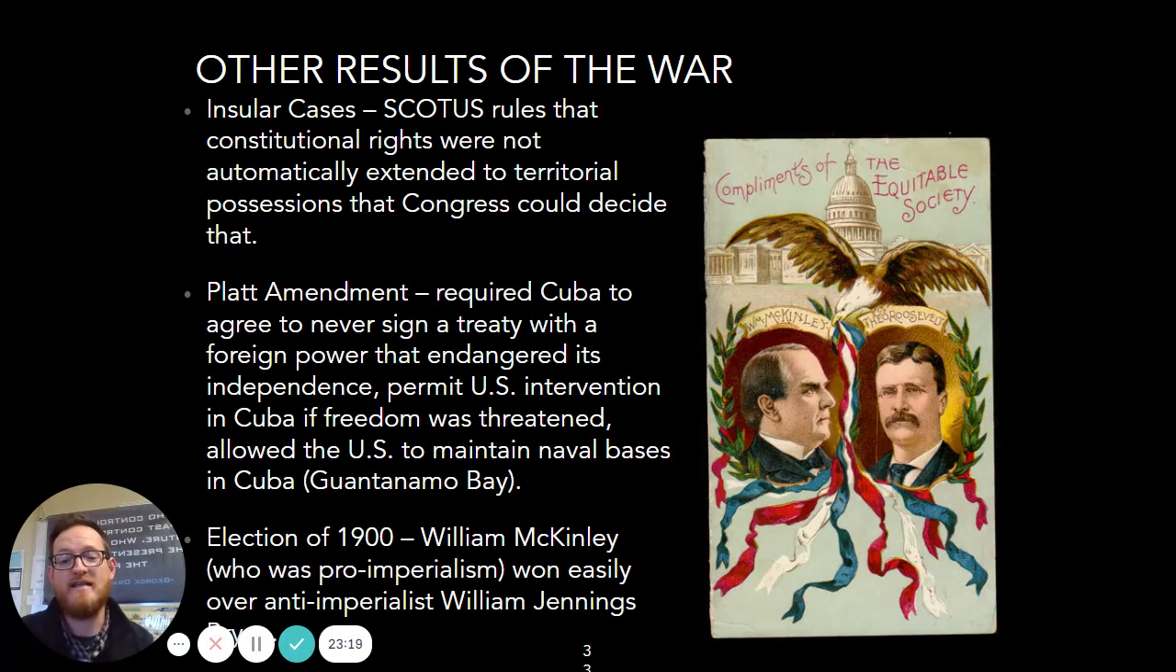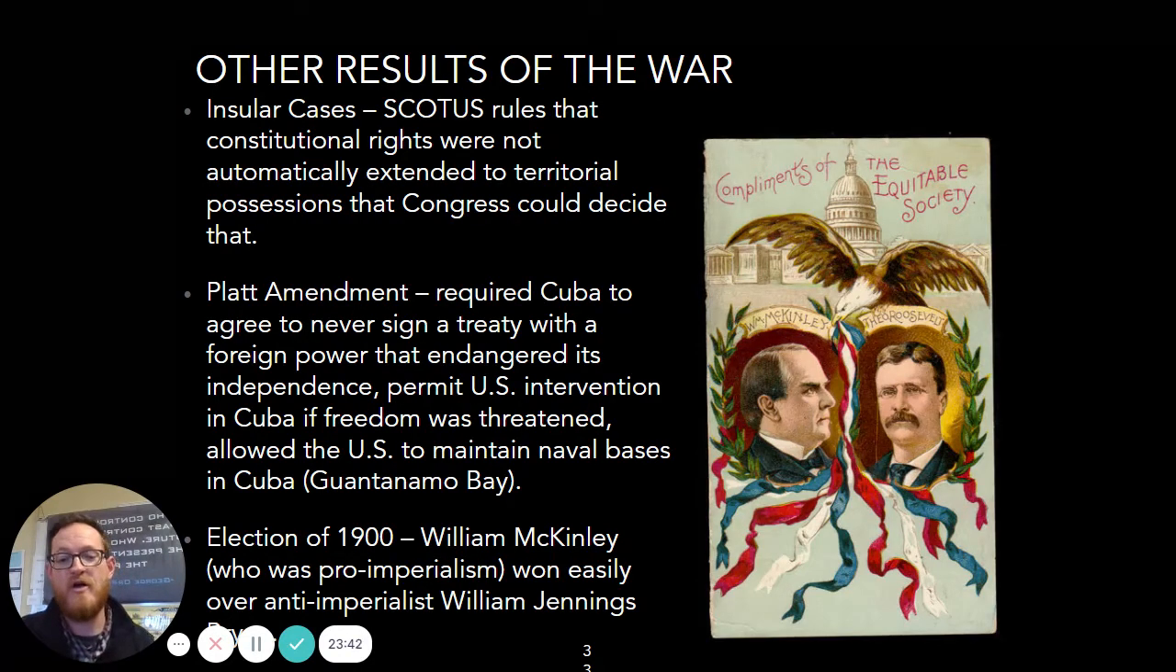Also, it allowed us to maintain naval bases in Cuba, specifically Guantanamo Bay, which hasn't been in the news here recently. It was a lot in the past, though, because that is where we have a detention center these days for terrorists from the Middle East. But yeah, so this Platt Amendment, again, gives us a lot of power over Cuba, even though we aren't governing Cuba.